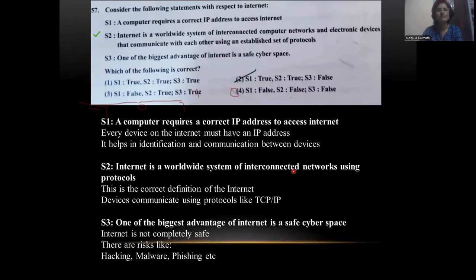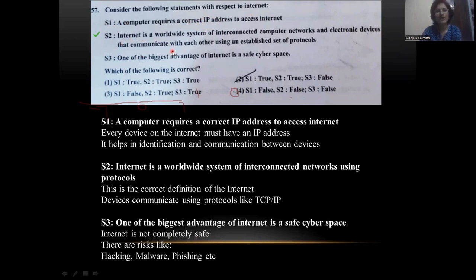Next question: consider the following statements with respect to the internet. Statement 1: A computer requires a correct IP address to access the internet. The internet is a worldwide system of interconnected computer networks and electronic devices that communicate with each other using an established set of protocols. So in statement 1, a computer requires a correct IP address, IP meaning Internet Protocol address, to access the internet. This is very genuine, as it gives the unique identity of your system in the network. That should exist. This is true.